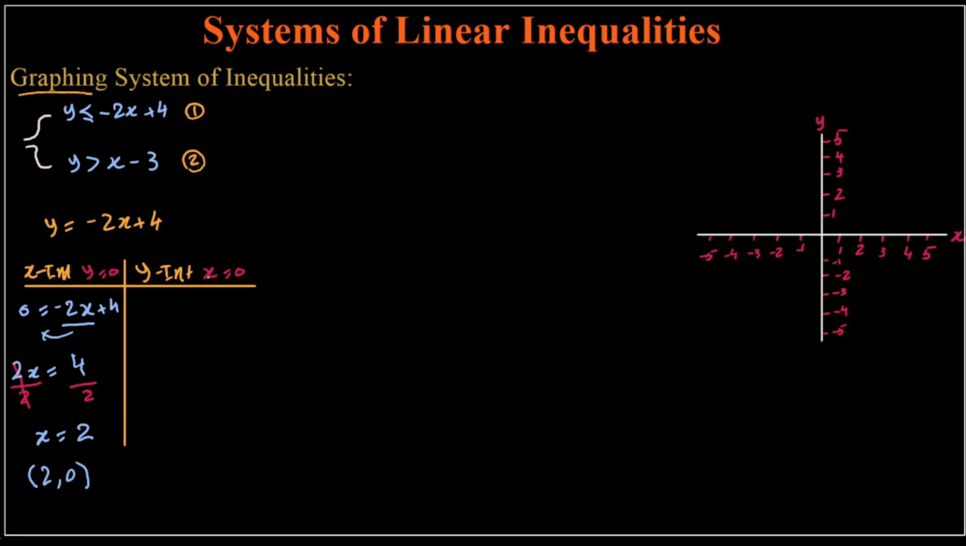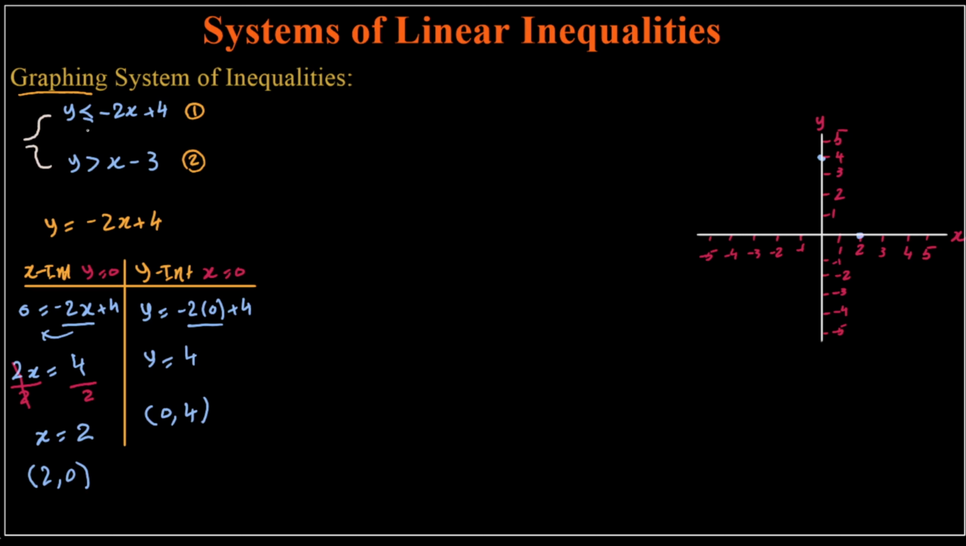For the y-intercept, x is always 0. Y equals negative 2 multiplied by 0 plus 4. This one will be a 0, so y equals 4. Our point will be 0 for x and 4 for y. Now let's plot the points on the coordinate plane and graph our inequality. We have 2 for x, 2 and 0. This is 2 for x, and we have 4 for y, which is here.